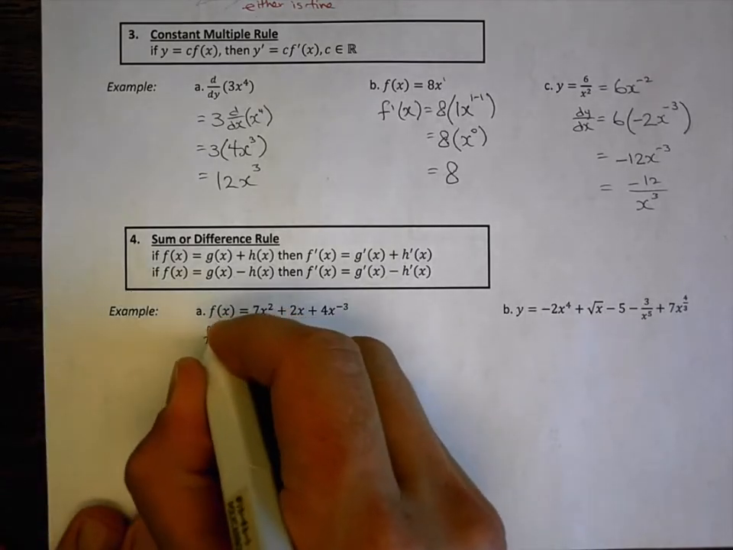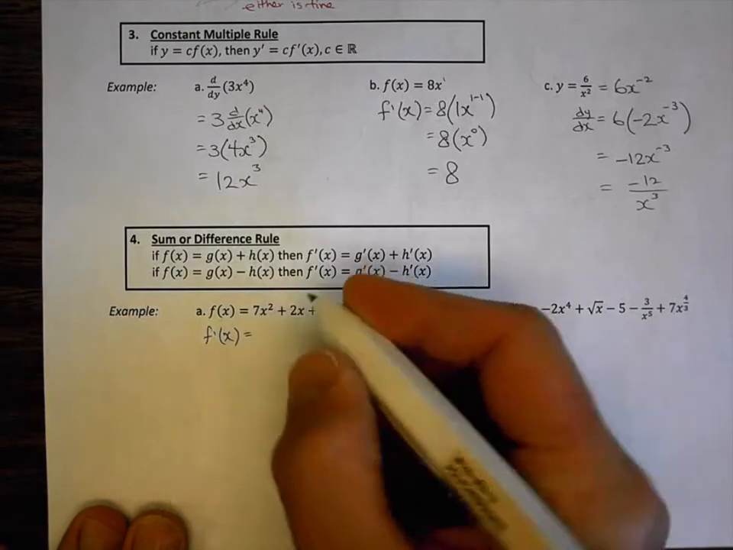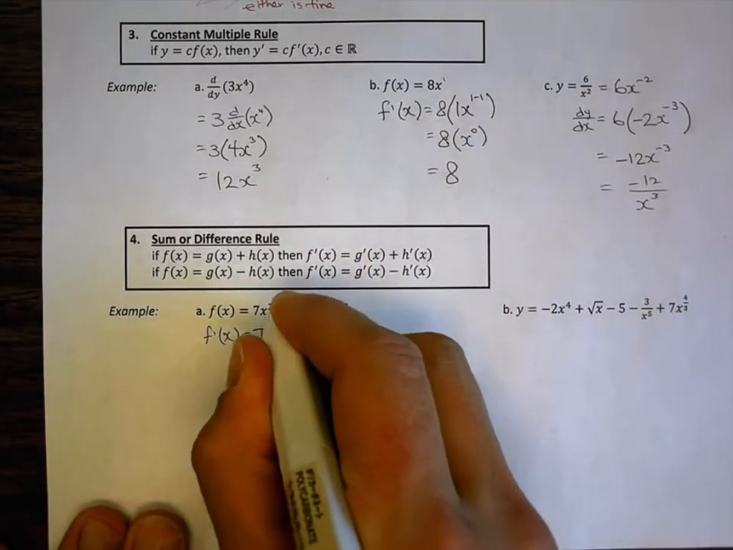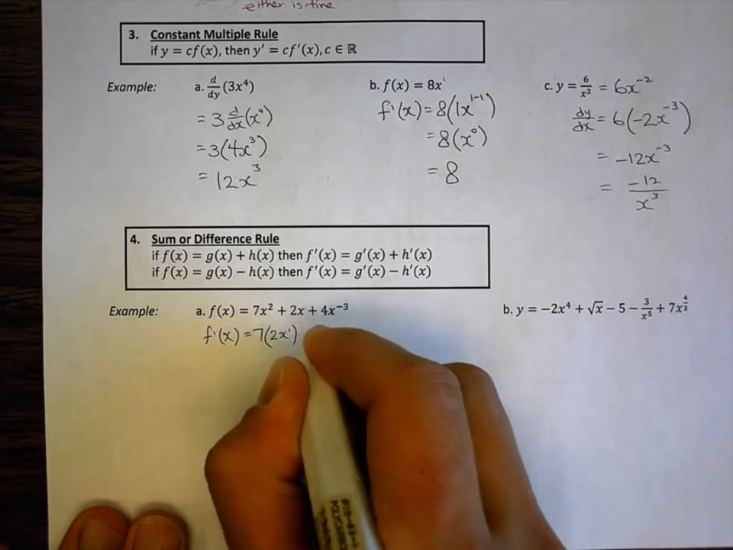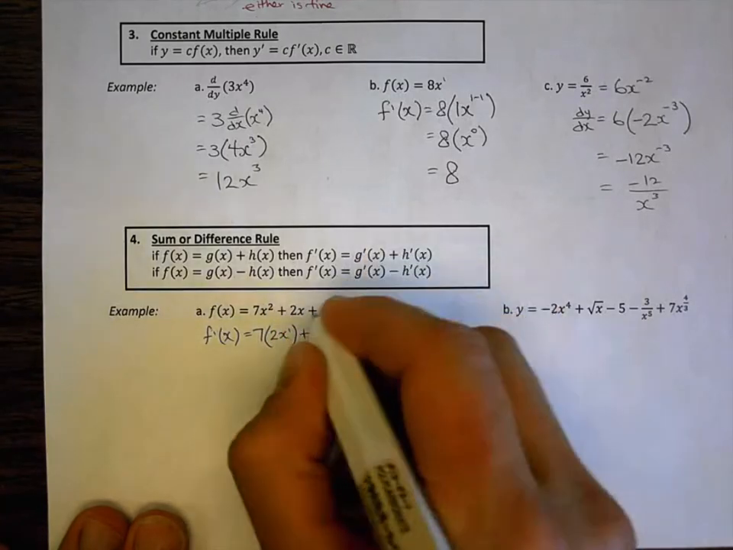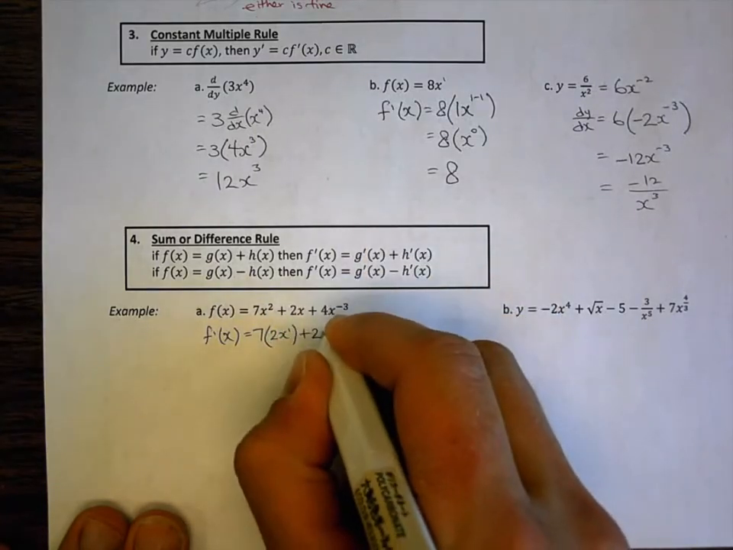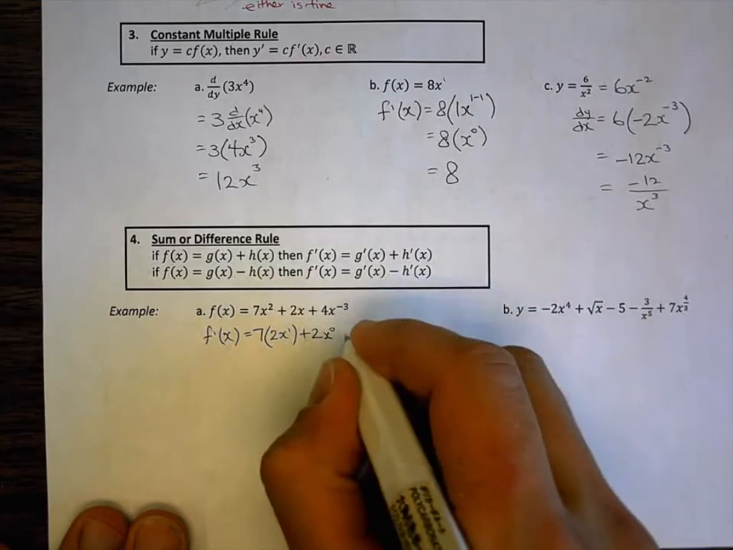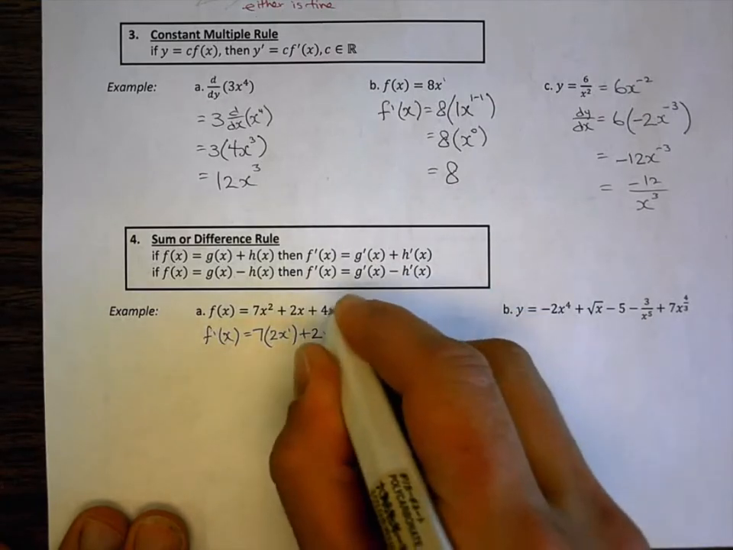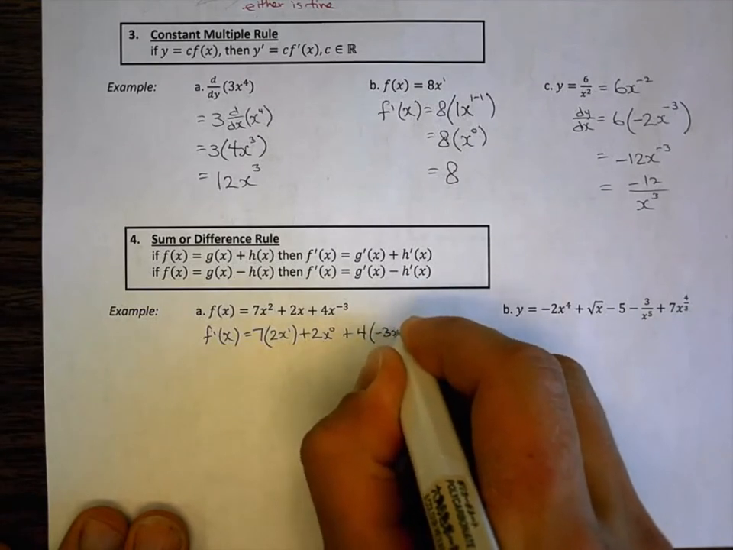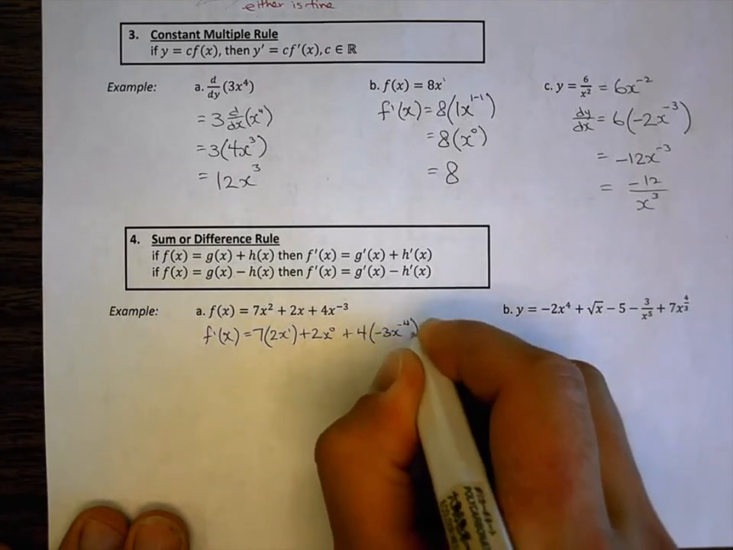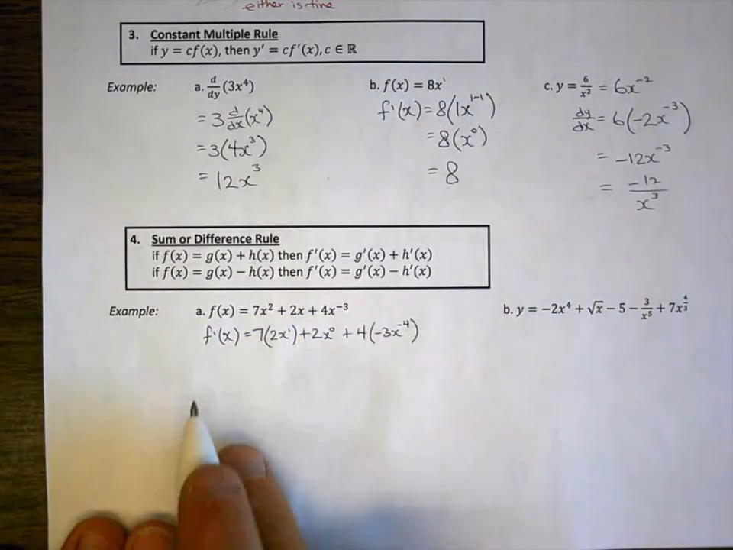So the derivative of this is 7 times the derivative of x squared, which is 2x to the 1, plus 2 times the derivative of x, which is x to the power 0, plus 4 times the derivative of x to the negative 3, which is negative 3x to the negative 4. Whew. Now all my derivative work is over.